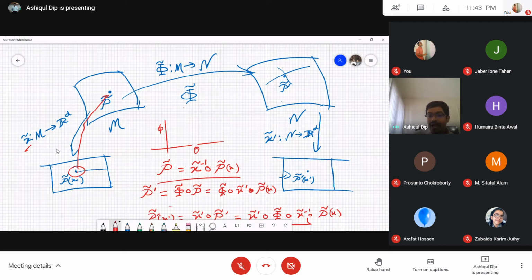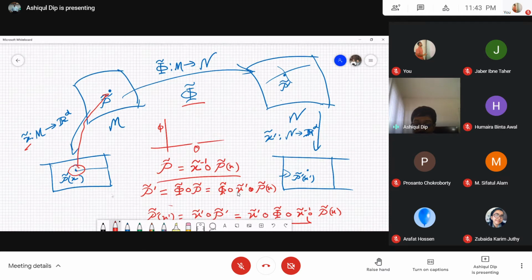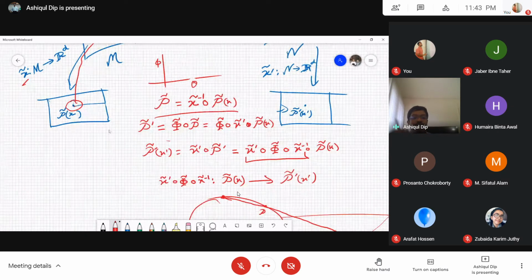Having phi tilde be just an identity map. If phi tilde is an identity map, then those two spaces, M and N, are actually the same space, and P tilde prime and P tilde are the same point. So in that case, for the same point P, we have two different coordinate setups.